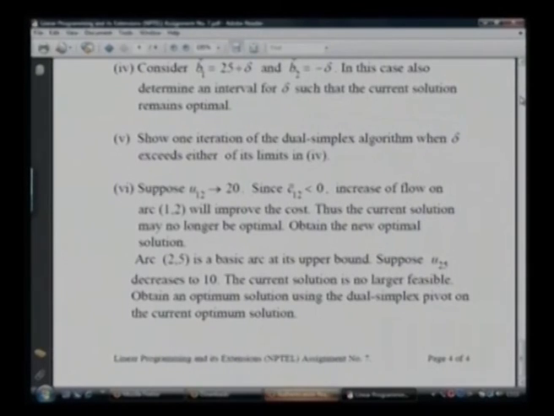So the current solution is no longer feasible. Obtain an optimal solution using the dual simplex pivot on the current optimal solution, because the current solution has become infeasible, and so see if you can handle this part also. Okay. So, I hope you will enjoy doing this assignment sheet.